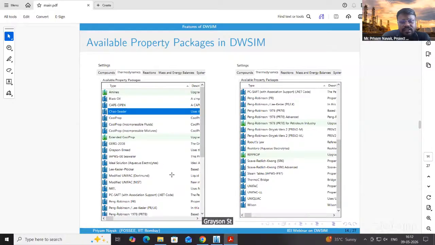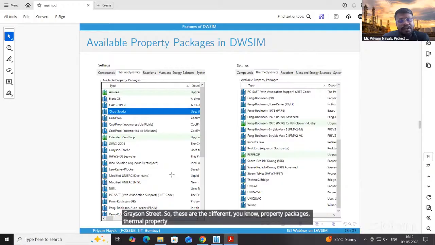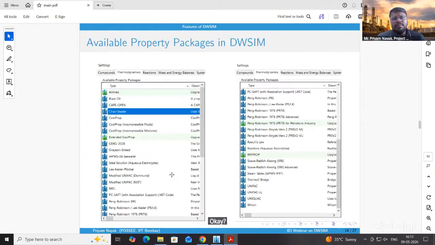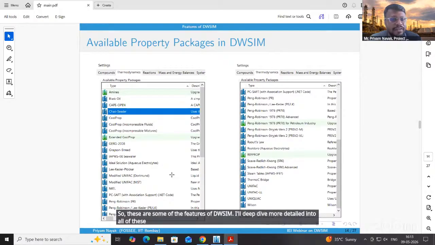Grayson-Street. So these are the different property packages, thermo property packages that we'll typically find in any process simulation software, and they are also available here in DWSIM. Okay. So these are some of the features of DWSIM. I'll deep dive into more detail on all of these once I give you the demo of the software.